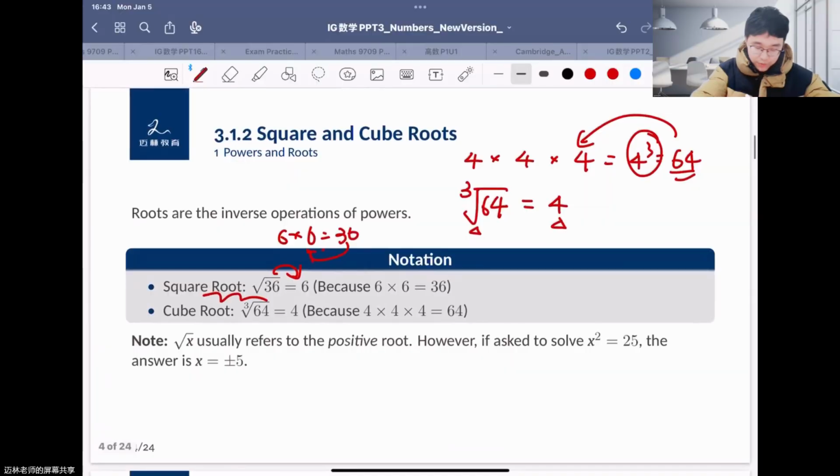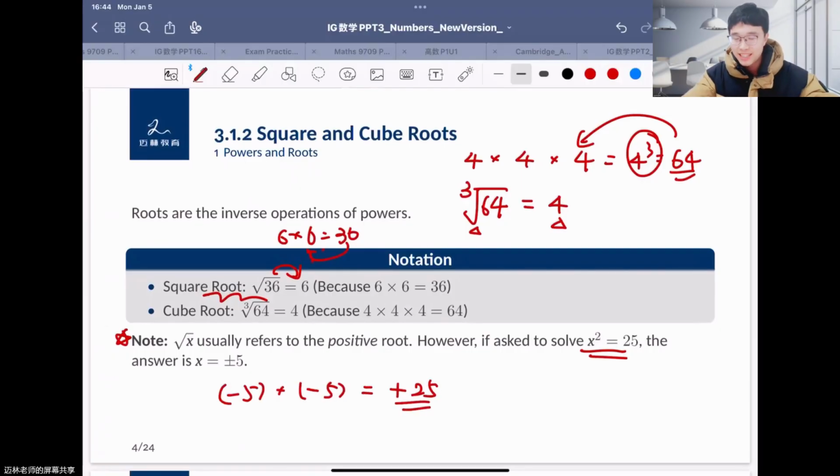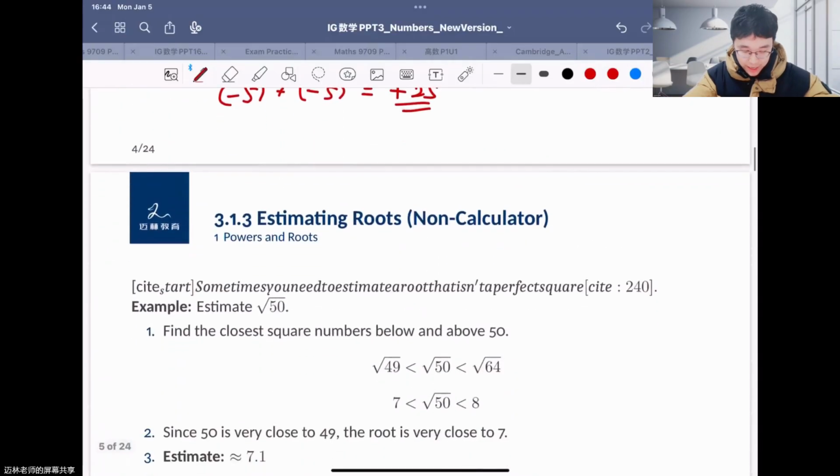Here's a note for you to remember. If you want to solve the equation x squared equals 25, please always remember that we have two values to choose: positive 5 or negative 5. Because a negative number times a negative number gives a positive, the negative symbols cancel out, and we get positive 25. That is the product of two negative numbers.